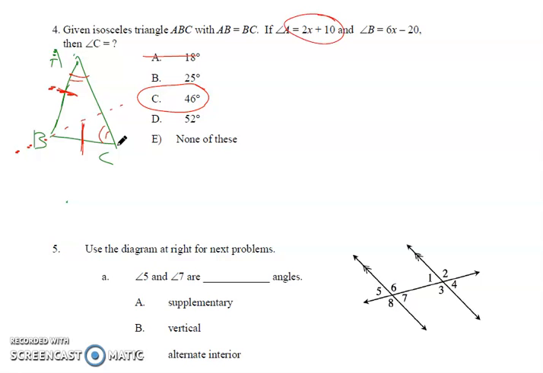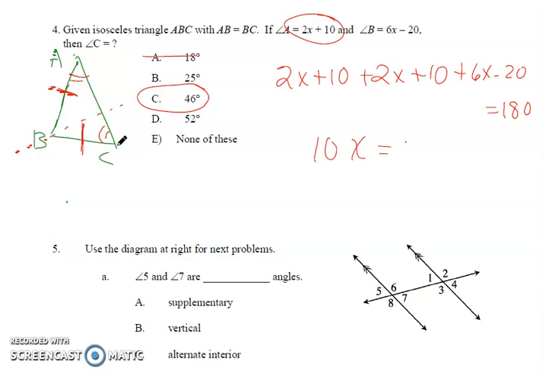So that means in setting this equation up, three angles of a triangle add to 180 degrees. So I'm going to be using the 2x plus 10 twice, once for A and once for C. So it becomes 2x plus 10 plus another 2x plus 10, or you could have doubled it and made it 4x plus 20, plus the 6x minus 20, and that's going to equal 180 degrees because the three angles of a triangle sum to 180. Combining like terms, we get 10x plus 0 equals 180. Divide by 10, so x is 18.